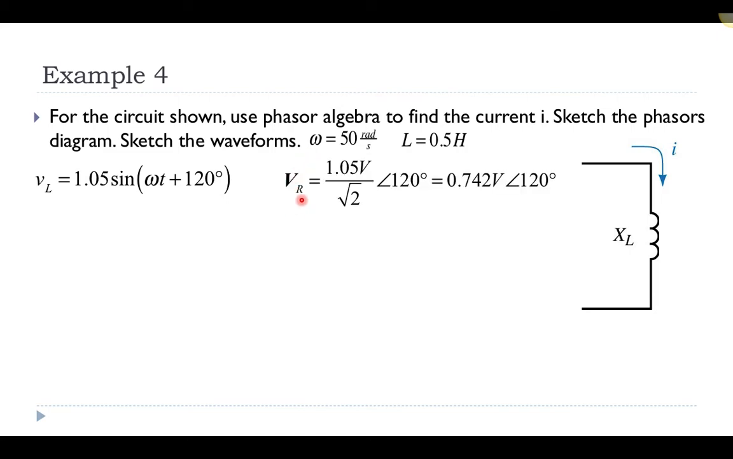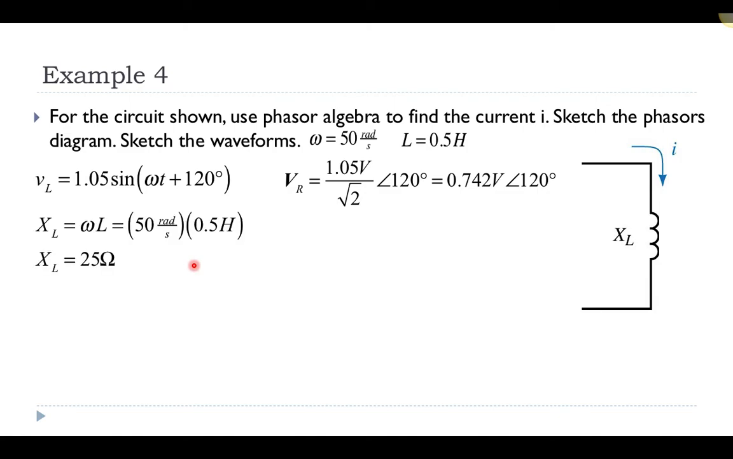So the first thing that I can do is to figure out the voltage across the inductor. And I want to point out right now, I do a lot of copying and pasting in my PowerPoints. This should actually be an L, not an R, right? So the voltage across the inductor in phasor notation can be written as the amplitude, which is 1.05 over the square root of 2, and the voltage has a phase angle of 120, so that's 0.742 with a phase angle of 120.